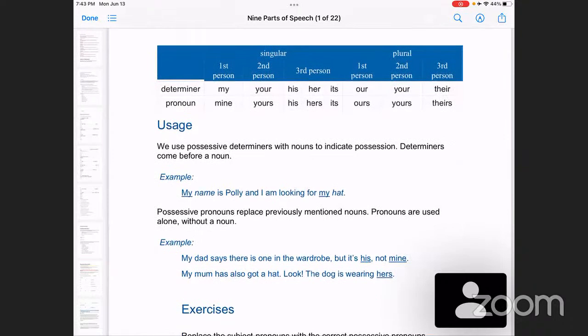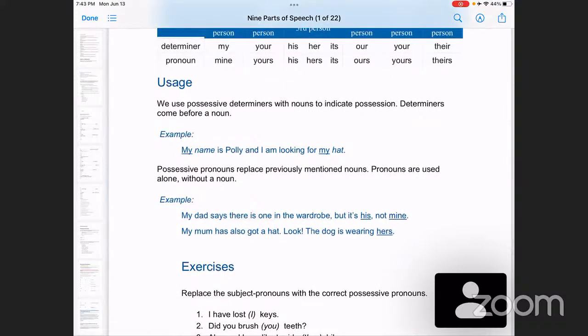So the first person is mine, the second person is yours, the third person is his, her, its. Pronoun, first person is mine, second is yours, third is his, her, its. In plural, the first person will be our, the second person will be your, and the third person will be their. And in pronoun, it will be ours, yours, theirs. So you're just going to put in the S that's going to be there. So ours, yours, theirs.